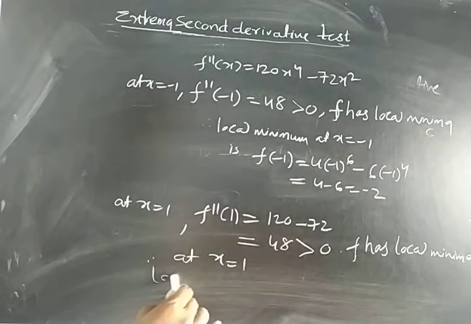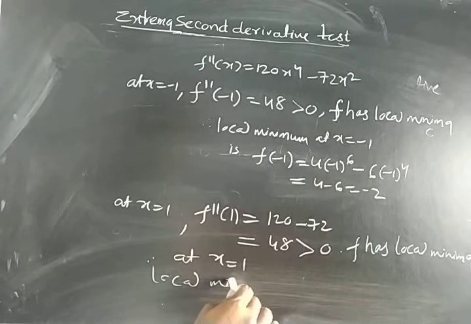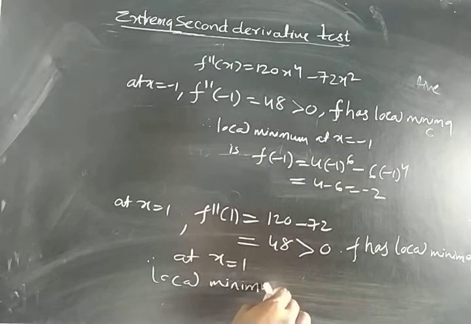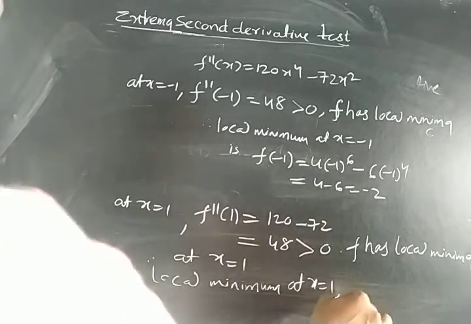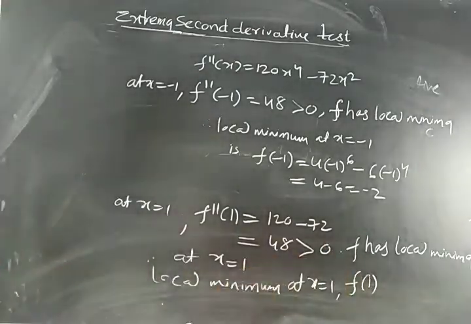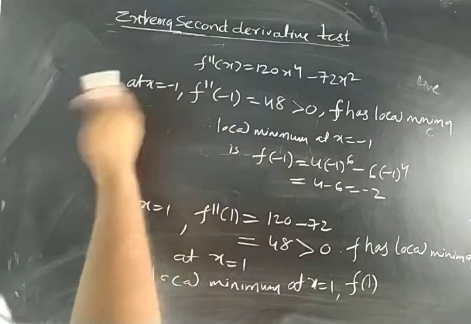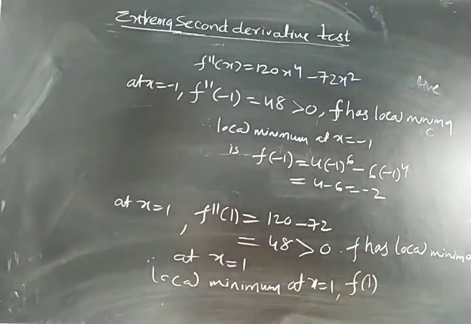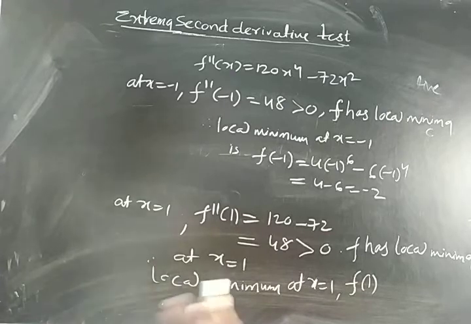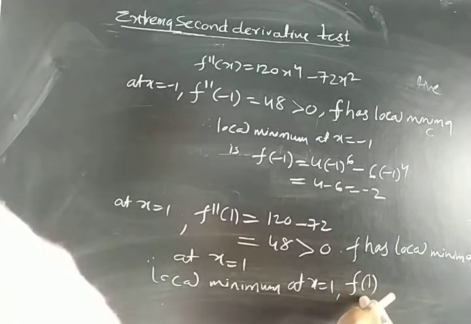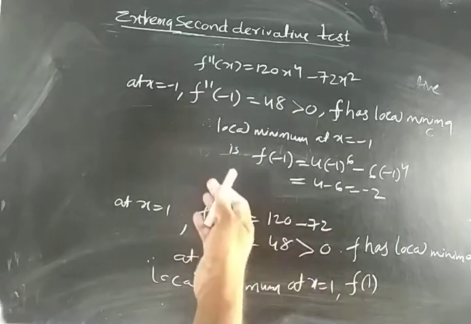How to get the local minimum value? The local minimum is at x equal to 1, so substitute 1 in the function, f of 1. At -1 the local minimum is different, and at +1 we are also getting a local minimum. So we are getting 2 local minimums in the entire interval, at -1 and +1.